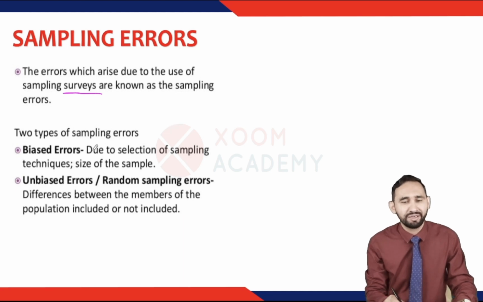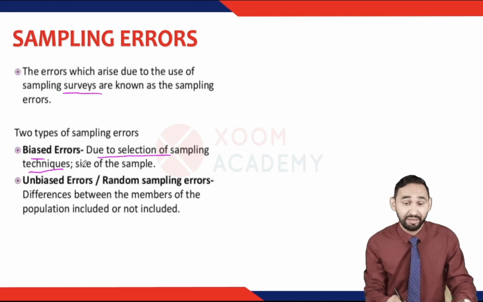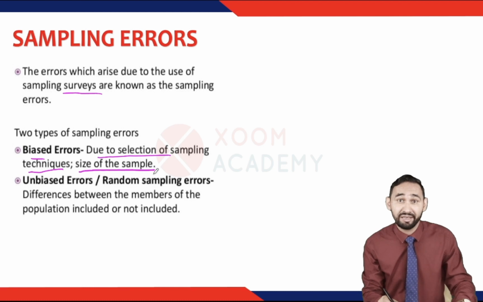There are two main types of sampling error. Biased errors are due to selection of the sampling technique, when we have chosen a wrong sampling technique. With an inappropriate sampling technique, bias will arise. And if the size of the sample is not appropriate, if the size is too small, error may arise.